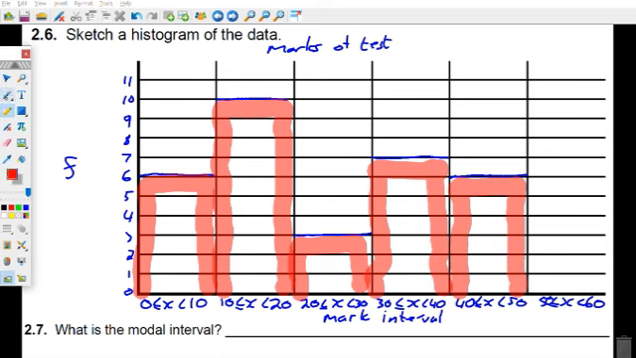So what is my modal interval? The mode is the one that occurs the most. So it is going to be 10 less than or equal to x, which is less than 20. That is my modal interval.